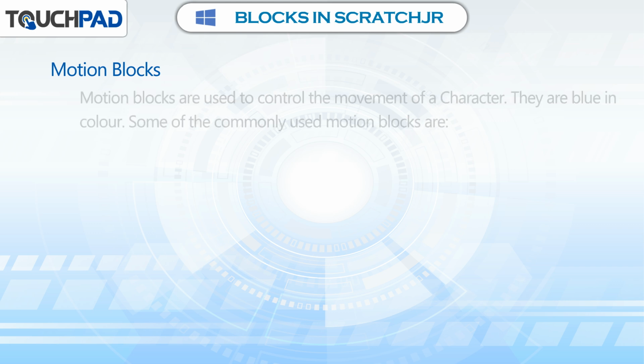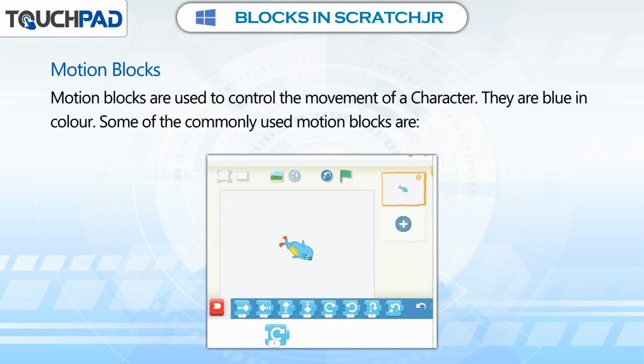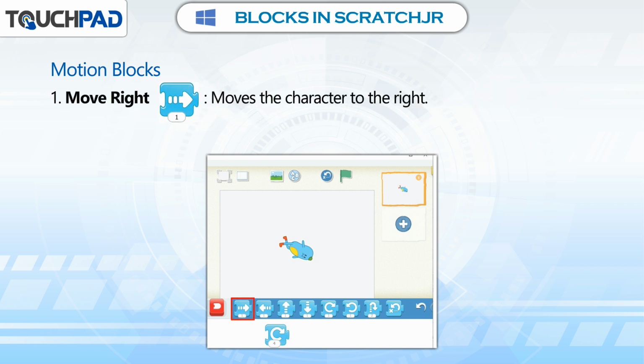Motion blocks. Motion blocks are used to control the movement of a character. They are blue in color. Some of the commonly used motion blocks are: 1. Move right. Moves the character to the right. 2. Move left. Moves the character to the left.